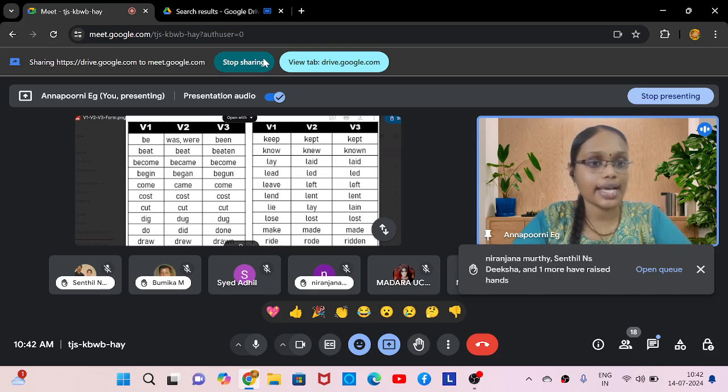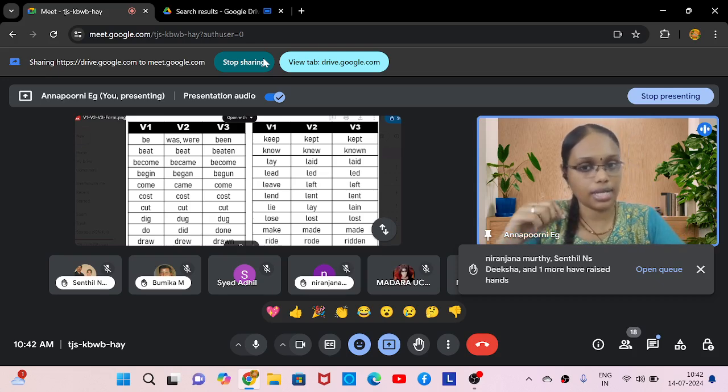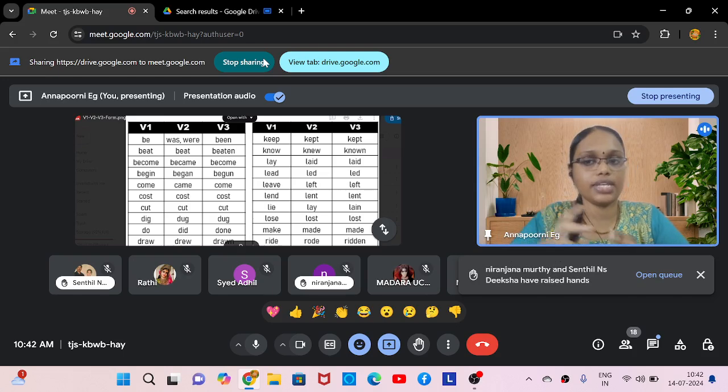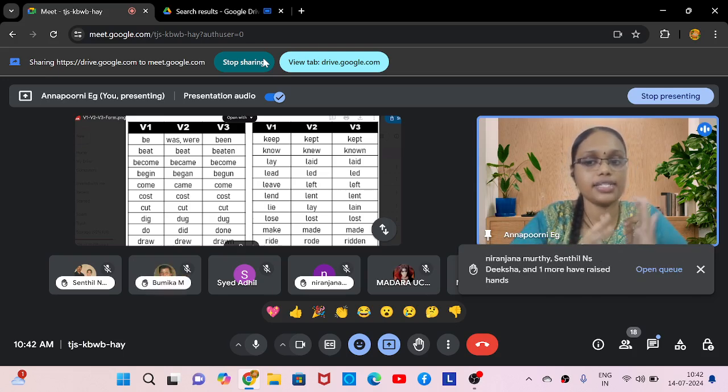When to use has, have and had, you will learn when we are studying tenses. At that time you will know what is meant by has, have, had. So for the time being, understand that V3 is used only with has, have and had. Okay, so next is begin, began, begun. Deeksha, can you give a sentence with begin?